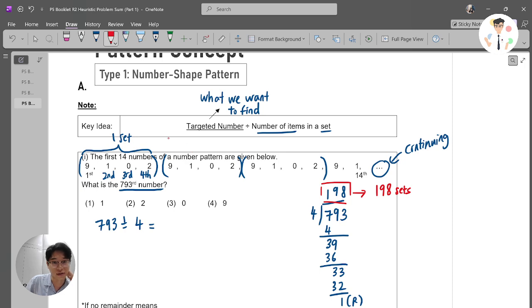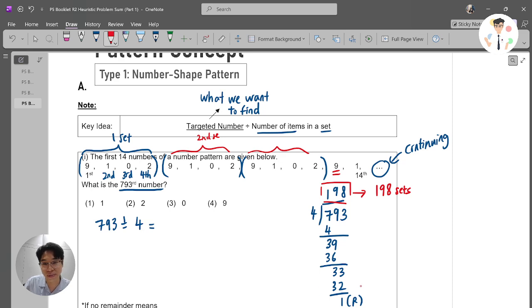Means that I have this one. This is the first set, right? One set. This is another set. Basically, this is the second set. This is the third set. So I have a total of 198 sets inside. And after I have 1, 2, 3 sets, I have one extra number. What is that extra number? Which is 9. So in simple, what is the 793rd number?